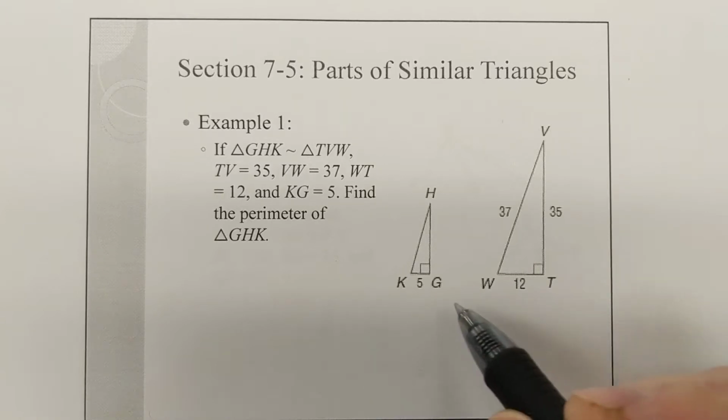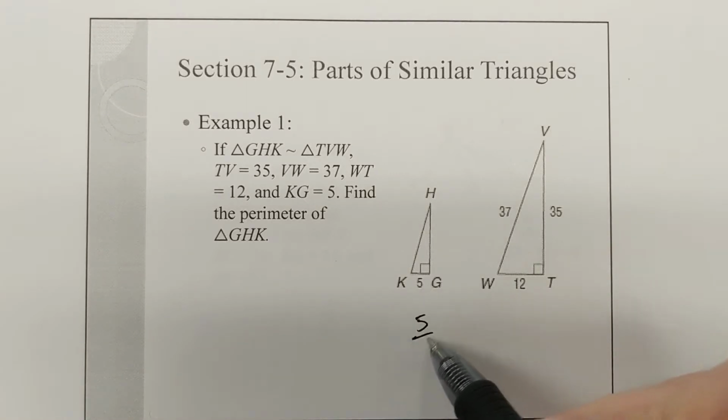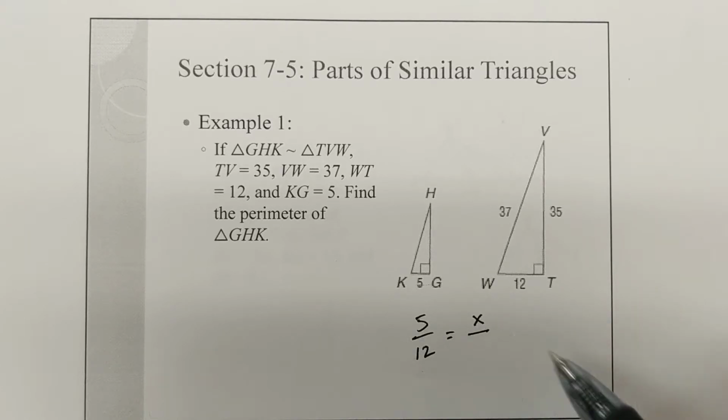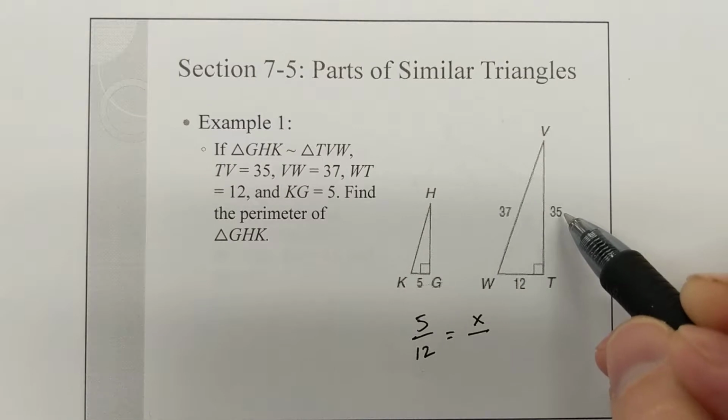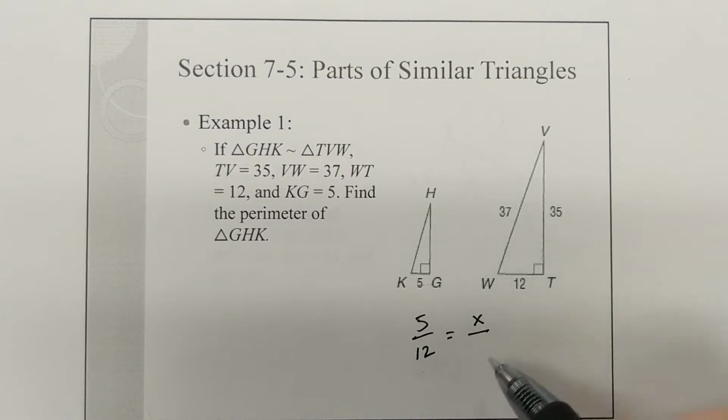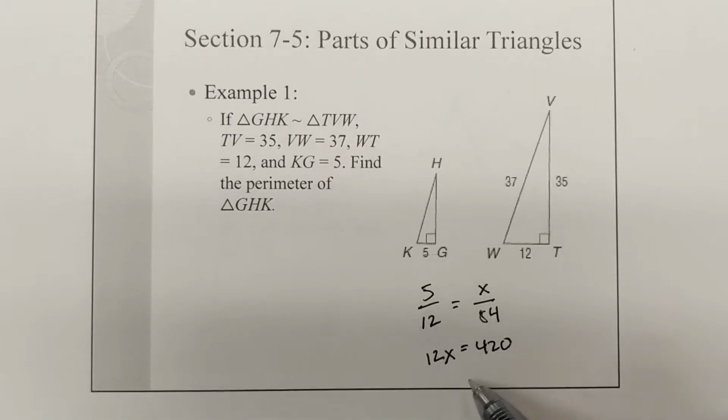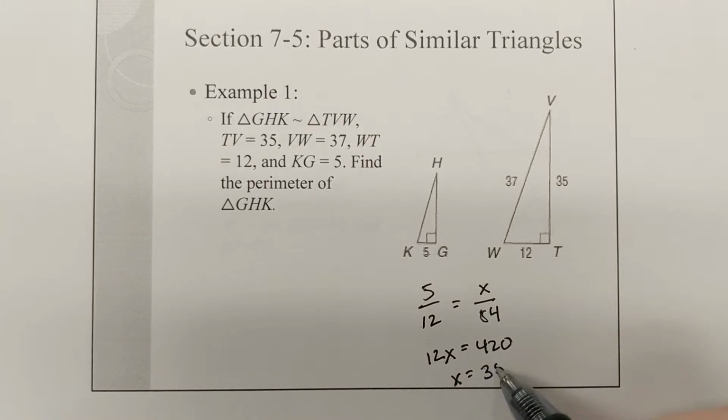So I'm going to set up a proportion. 5 over 12, bottom over bottom, is equal to the perimeter of the small one, which I don't know, over the perimeter of the large one, which I do know. It's 37 plus 35, which is 72, plus 12, which is 84. So if I do cross products, 12x is equal to 420, divide by 12, gives you 35. So the perimeter of the small triangle is 35.